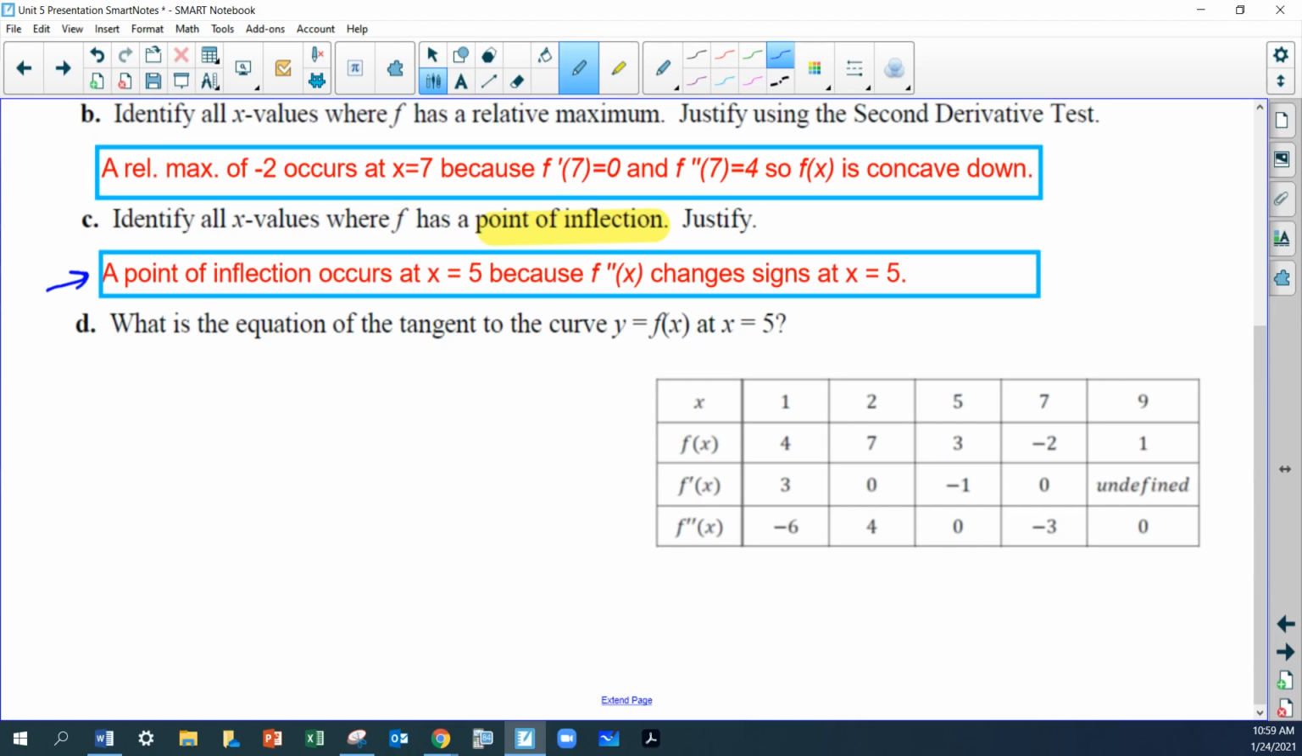Part D, also previous coverage. What is the equation of the tangent line? Equation of the tangent line to the curve of y equals f of x at x equals 5. Okay, so at x equals 5, I'm going to be focused in on that column. I'm going to need to reference probably f of x and f prime. Why don't you hit pause, see if you can write this out.